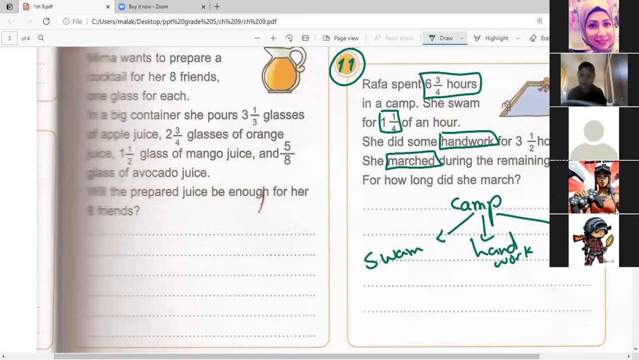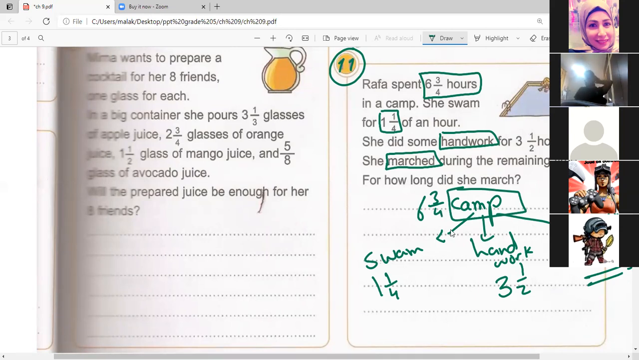Marching. Yes, the soldiers do. People in the army march. Exactly. Bravo. She swam for 1 and 1 over 4 hours. Handwork 3.5. The remaining time she will do marching. And she spent in all 6 and 3/4 hours. It's the same as problem 1. Do you remember problem 1? The remaining time he took a break; here the remaining time she will do marching.